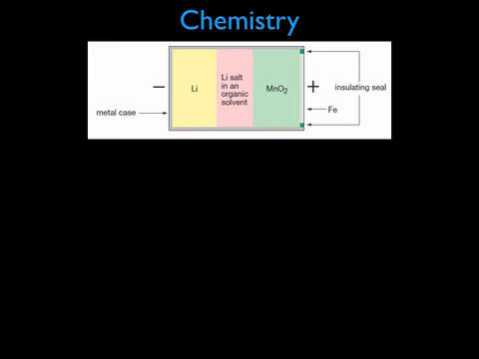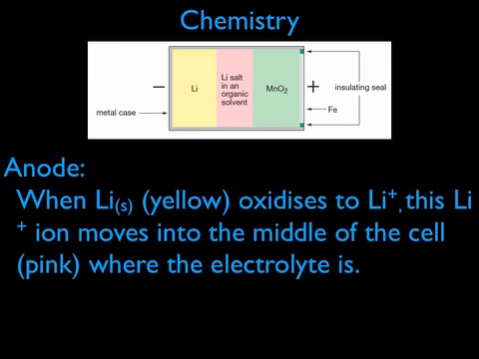Let's take a look at this schematic diagram from your textbook. At the anode then, we'll see that lithium, yellow on the screen, oxidizes to lithium 1+. And this lithium ion moves into the middle, there it is, of the cell. It's coloured pink. Where an electrolyte is, that's your organic solvent with a dissolved lithium salt. Now, a lithium salt, of course, will be a compound with a lithium 1+ ion and a negative ion, like a chloride ion or a sulfate ion or something similar. You don't need to know the details of the salt.